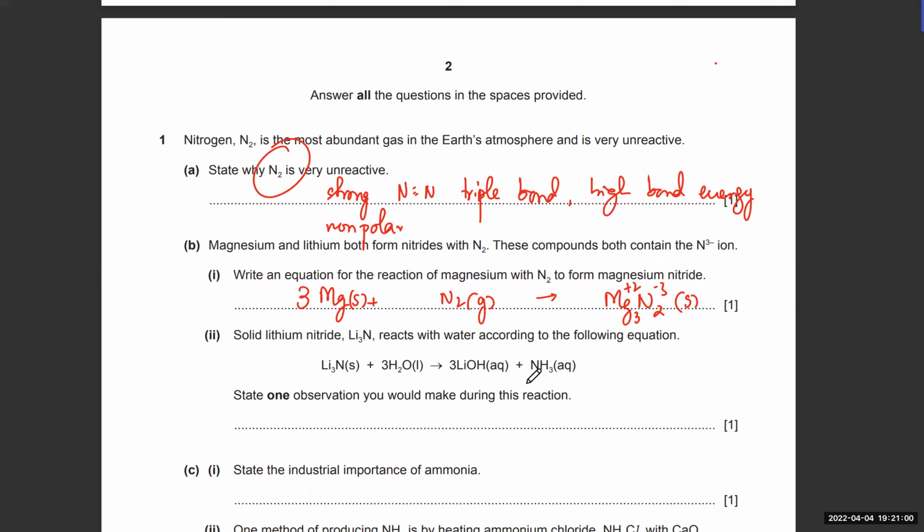State one observation you would make during this reaction. It says solid lithium nitride reacts with water according to the following equation. So one observation: the observation is clearly given. It's got a solid, and on the product side, everything is in an aqueous state. That means the one observation would be that the solid dissolves. That's probably the only thing that you would be able to see, which is that the solid simply dissolves.